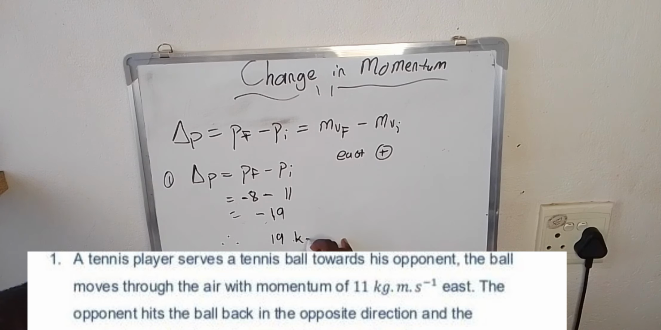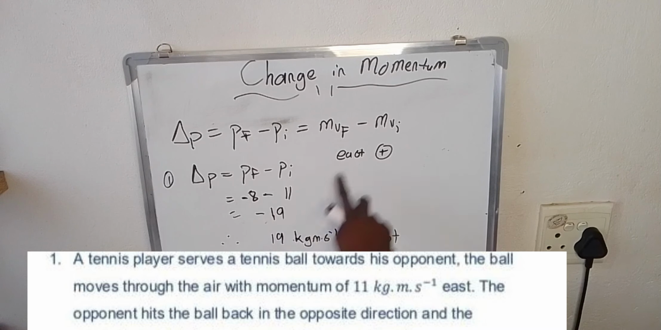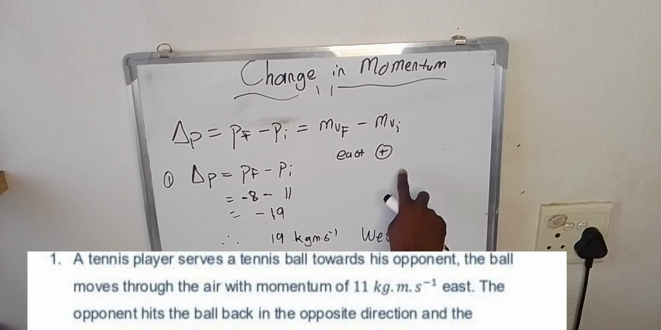kg meter per second. Those are the units of momentum. Then for the direction, it is west. Why west? West is negative, so we get a negative answer, because we choose east as positive. You see? So this is how we apply this formula.